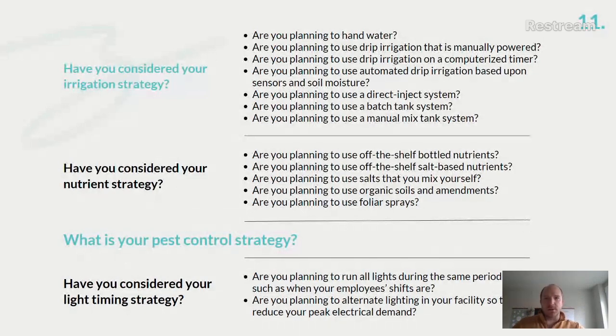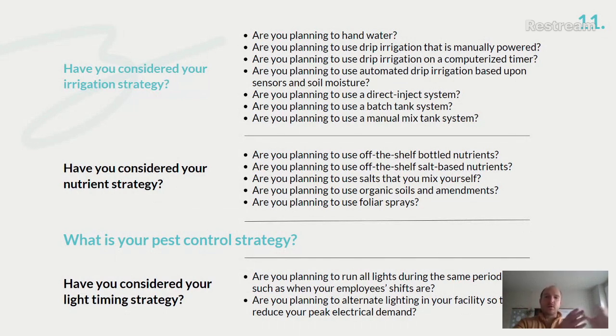Have you considered your irrigation strategy? What I mean here is, are you going to hand water? Are you going to use some type of drip irrigation? Is it going to be manually powered where your team actually pushes the button and says go? Is it going to be fully computerized on a timer where there's a little less control but a little bit more automation? Or maybe you're going to take it to that nth degree and have different soil tensiometers throughout your facility that take an aggregate average of what the moisture content is of your media, and that's going to drive when and how much irrigation happens.